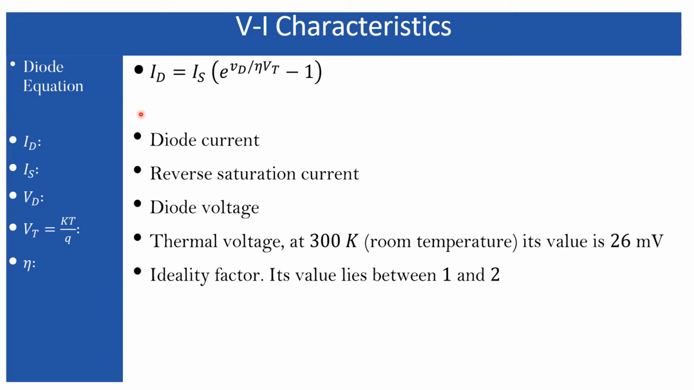Next is the VI characteristics of a PN junction diode. This expression is the well-known current equation of the PN junction diode, where IS represents the reverse saturation current, VD represents the diode voltage, and VT represents the thermal voltage, which is around 26 millivolt at room temperature, or equivalently at 300 Kelvin. Eta is called the ideality factor, and its value generally lies between 1 and 2. I will explain later the significance of this factor in the expression of the current.